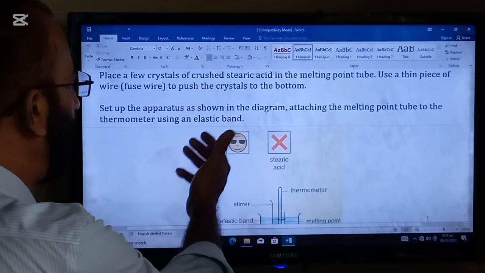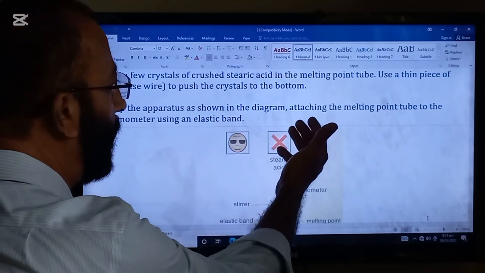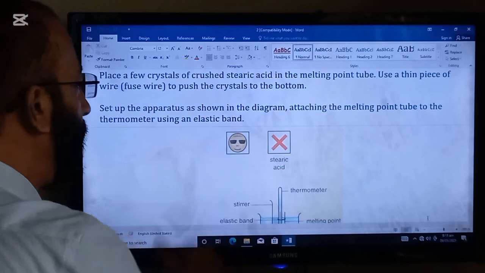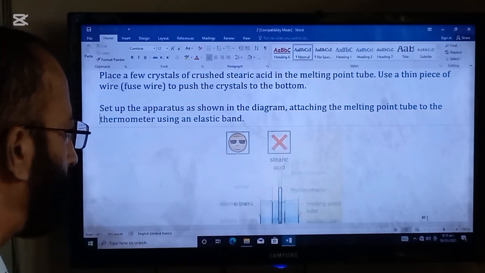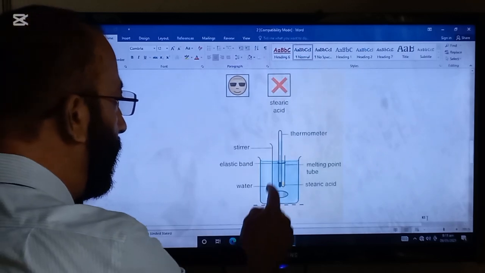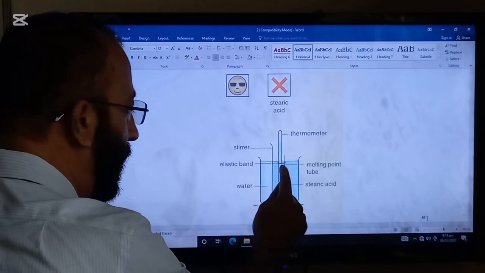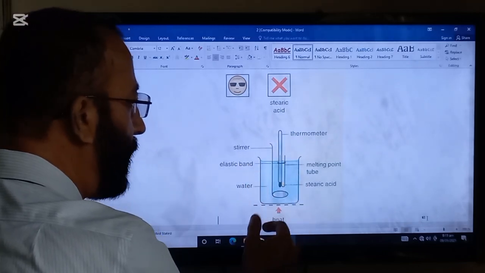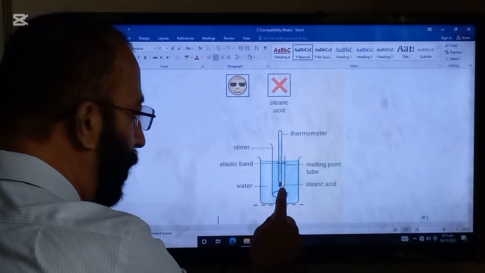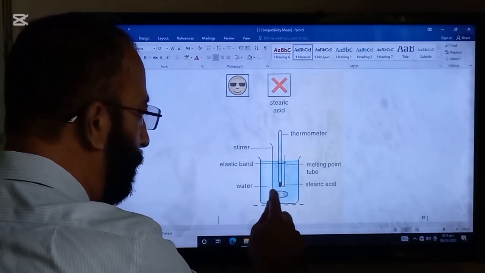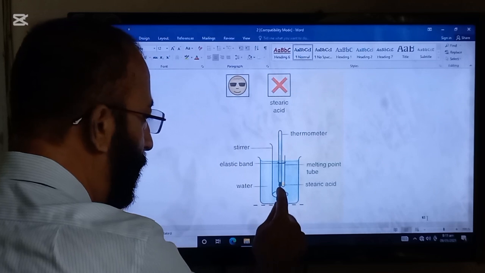Set up the apparatus as shown in the diagram, attaching the melting point tube to the thermometer using an elastic band. Like this, this melting tube will be attached to the thermometer with the help of a band. Like this, the bottom of the tube should be placed at the bottom of the thermometer.